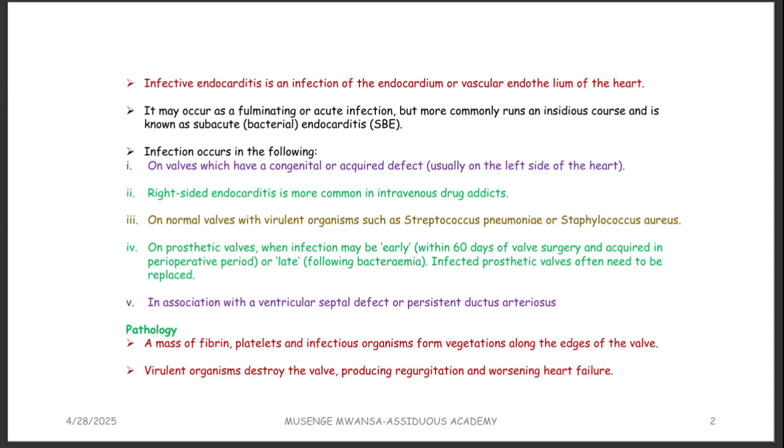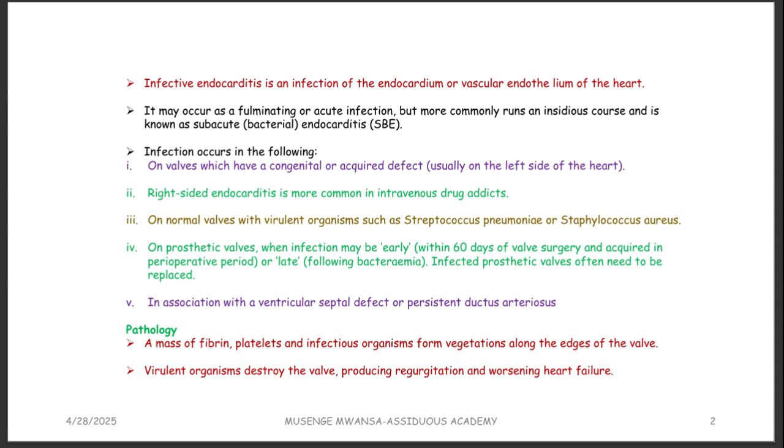Also prosthetic valves: someone's valve was failing, and so they ended up having a new prosthetic valve put in. That valve can also be infected, and that can happen early or late, for example within 60 days of valve surgery or later on. The infected prosthetic valves, in this case, have to be replaced. Infective endocarditis can also happen in association with septal defects, for example atrial septal defect and ventricular septal defect.